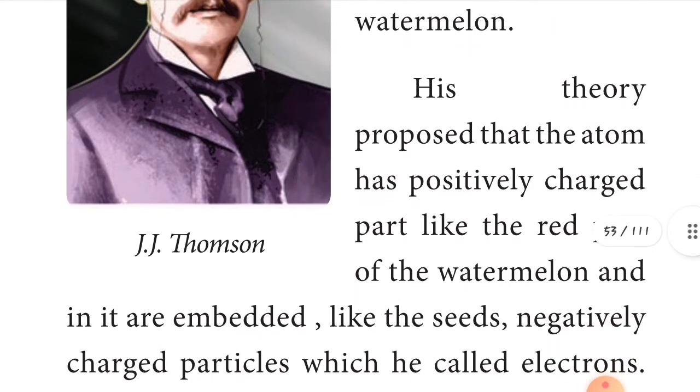His theory proposed that the atom is a positively charged part, like the red part of the watermelon. You are eating the red part, that is the edible portion. And the seeds are embedded in it. Embedded means the seeds are set inside. The seeds are called negatively charged particles, that means electrons. So the seed portion is considered as electrons. The edible portion, the red portion, is considered as what? Positive. That means protons.